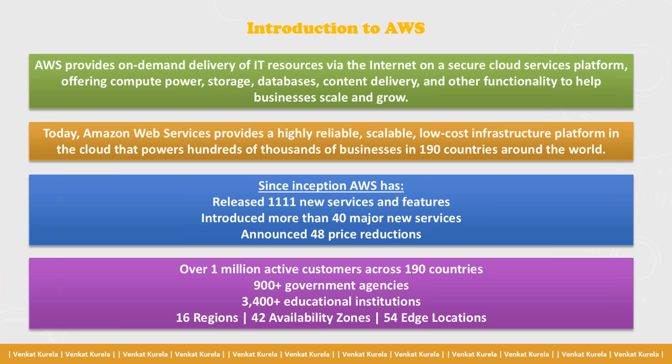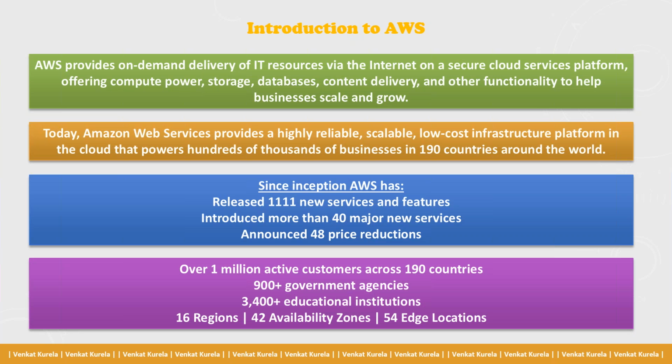Yeah, this is Sirisha. I just have one question. When you say 54 edge locations, are these regions, availability zones and the edge locations related somehow, or is there a hierarchy to it? Can you elaborate on those?